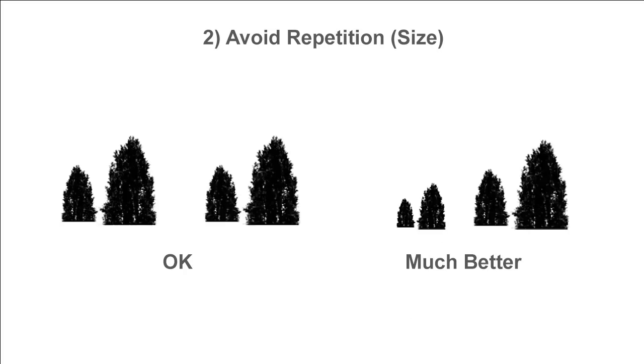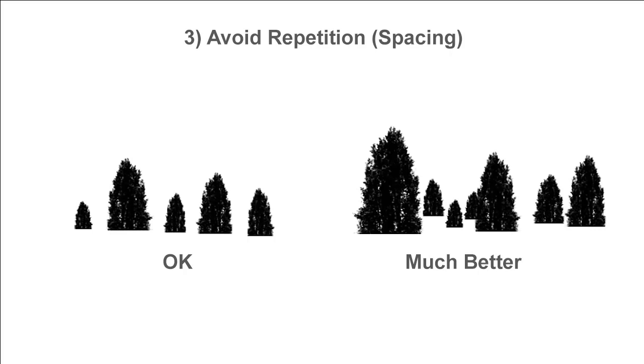And in a similar fashion, make sure that two clumps are not the same size, or else they'll compete for each other. So this clump, even if it had different things in it than this clump, they're both about the same size as a clump. And so instead, it's much better to have a bigger clump and then a smaller clump nearby.